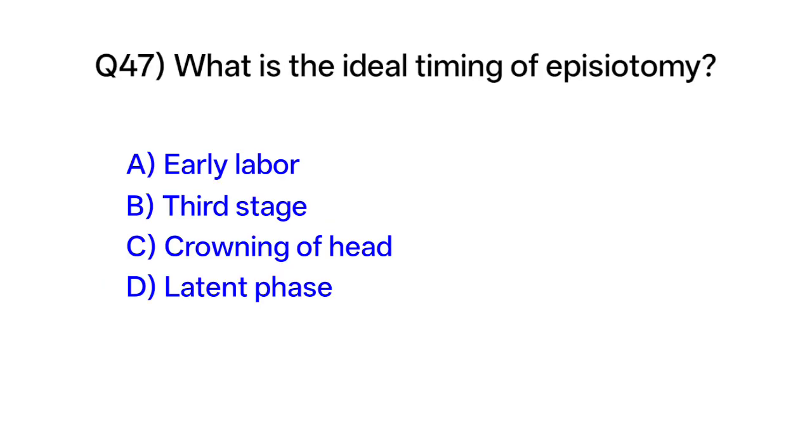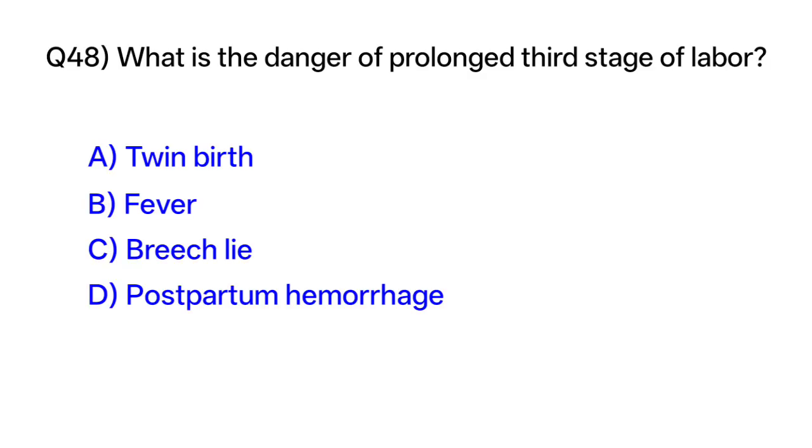Question number 47. What is the ideal timing of episiotomy? The correct option is C. Crowning of head. Question number 48. What is the danger of prolonged third stage of labor? The correct option is D. Postpartum hemorrhage.